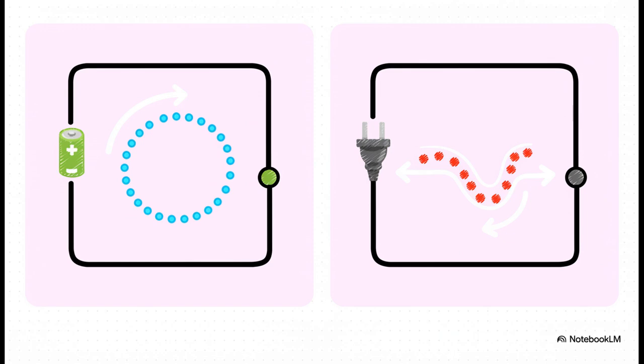But on the other side, you've got alternating current, or AC. This is what's coming out of the outlets in your wall. With AC, the flow of electrons is constantly reversing direction, back and forth, in a really regular repeating cycle.